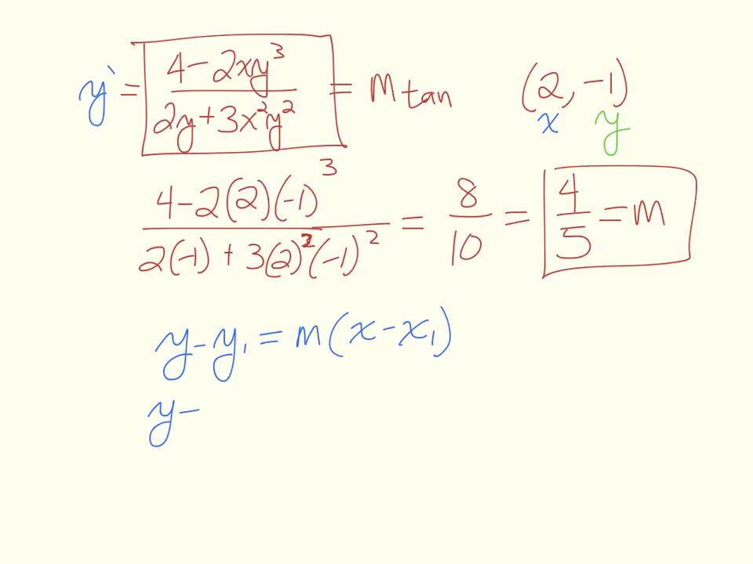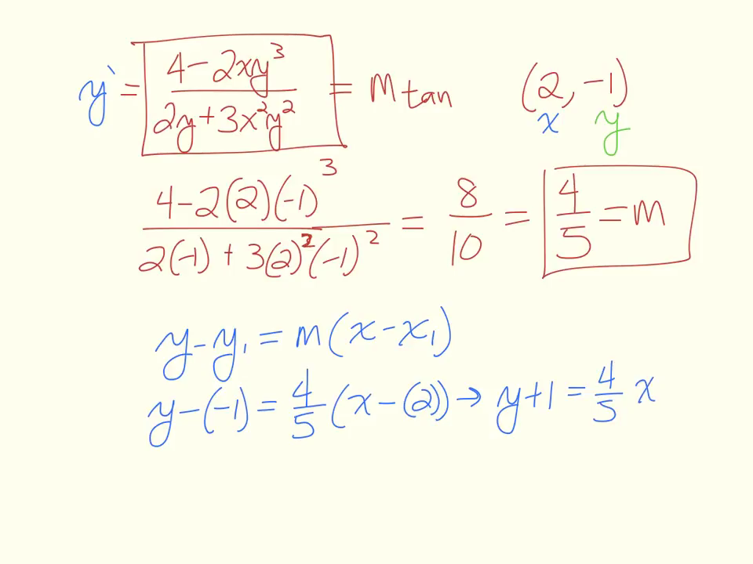y minus -1 equals 4 over 5 times (x minus 2), which tells us that y plus 1 equals 4 over 5 times (x minus 2) is the equation of our line.